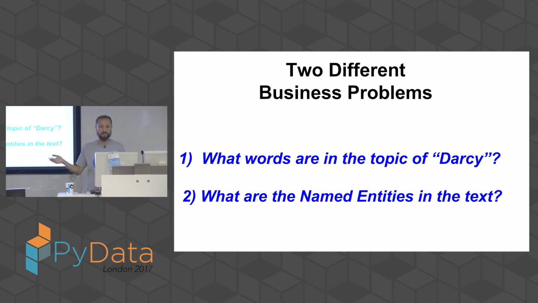And in serious business, you would have this kind of business question. What are words in the topic of Darcy? Or what are the named entities in the text who are male? And you have to use two different notions of similarity to answer these two different business questions. Today I'll talk about different algorithms and different hyperparameters you can use for similarity, and you'll be able to tune them to choose which similarity you want. So you know which algorithm to pick and which hyperparameters to use. That will be the purpose of today's talk. Okay.